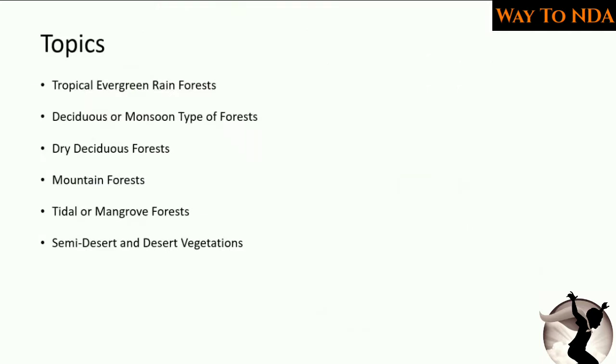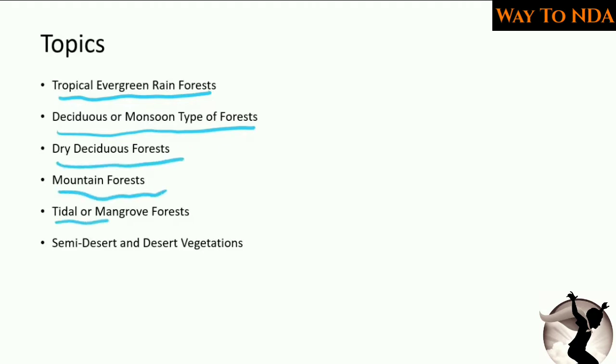So which are the forests? You will study about tropical evergreen rainforest, and then deciduous or monsoon type of forest, and then dry deciduous forest, and then mountain forest, and then tidal or mangrove forest, and then semi-desert and desert vegetations. So in this lecture we are going to study about these topics.